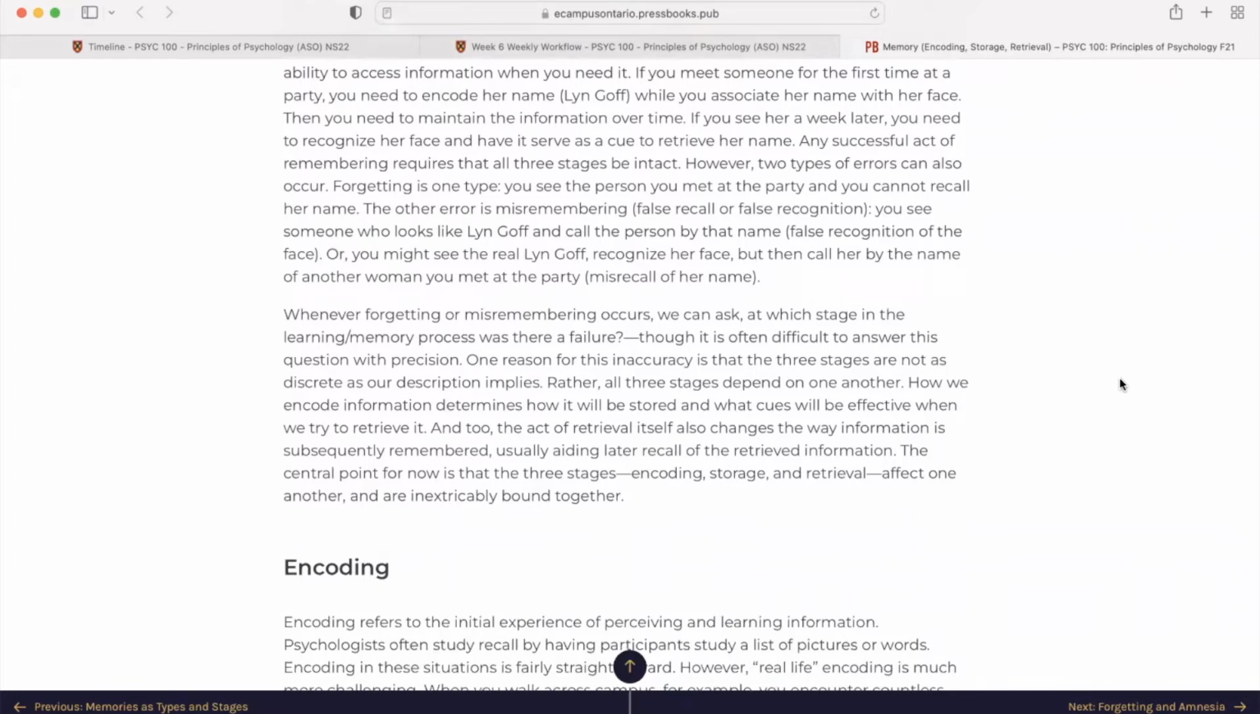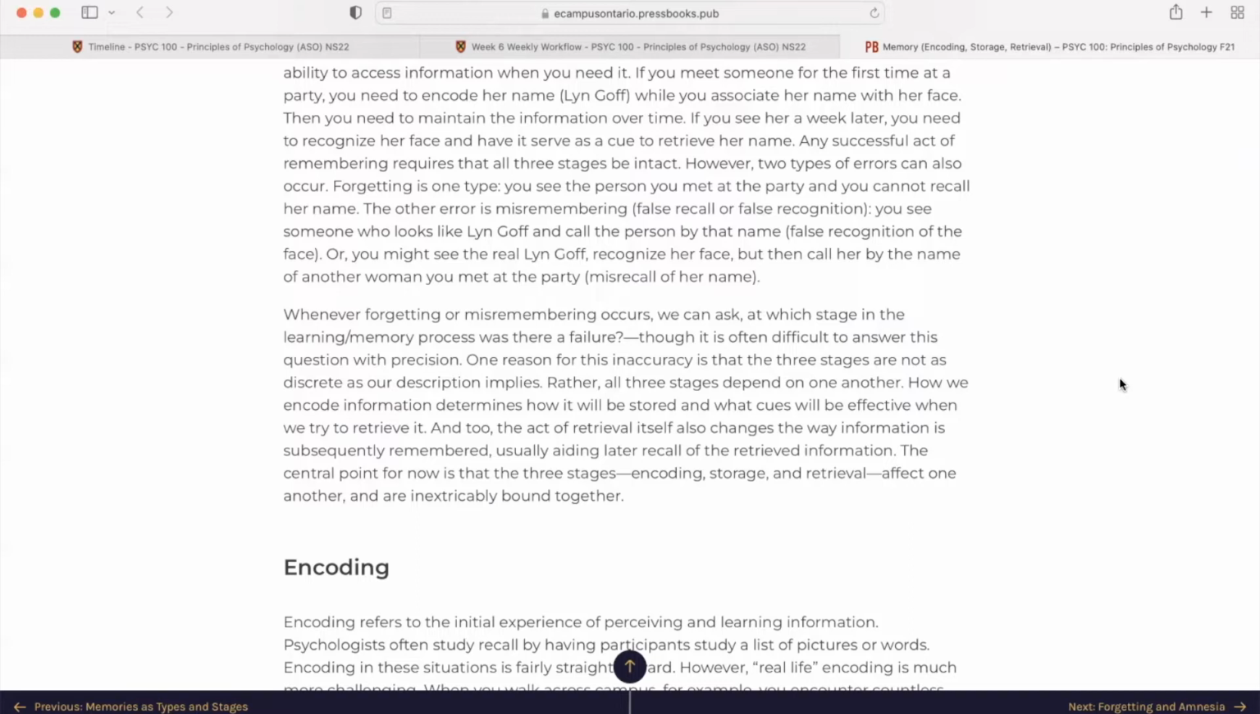Whenever forgetting or misremembering occurs, we can ask, at which stage in this learning memory process was there a failure? Though it is often difficult to answer this question with precision, one reason for this inaccuracy is that the 3 stages are not as discrete as our description implies. Rather, all 3 stages depend on one another. How we encode information determines how it will be stored and what cues will be effective when we try to retrieve it. And the act of retrieval itself also changes the way information is subsequently remembered, usually aiding later recall of the retrieved information.